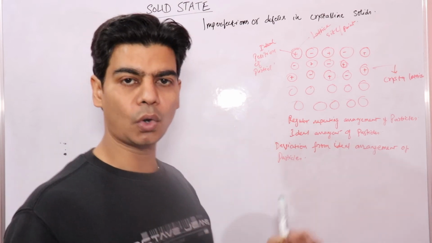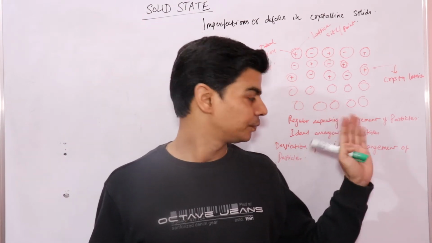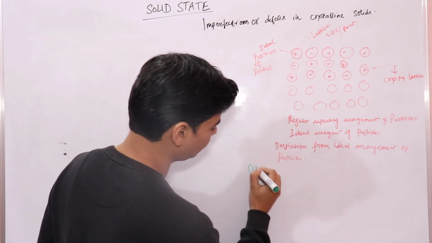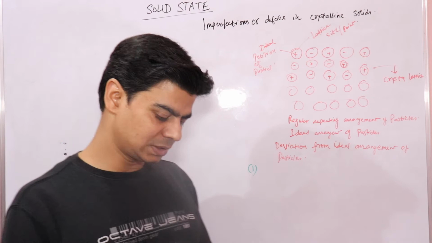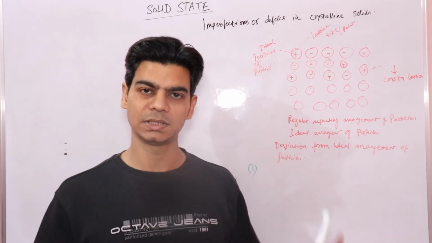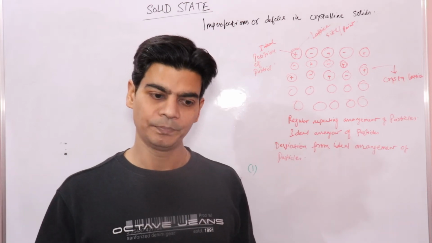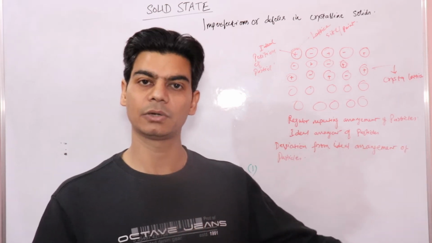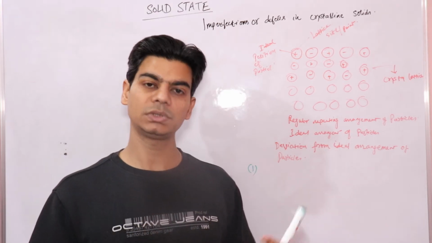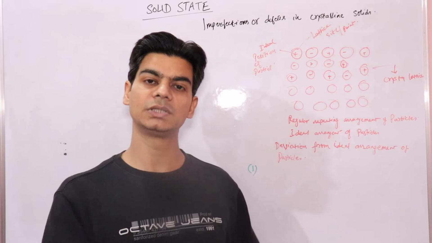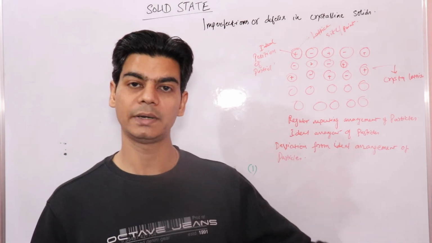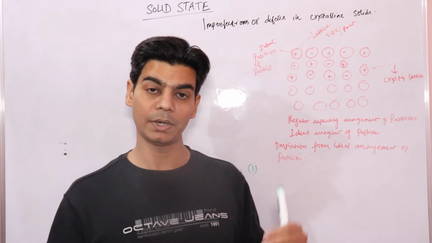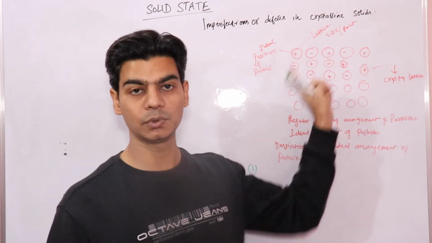Now, what can be the cause of these defects in the crystal systems? The first possible reason is when a crystal is formed via the process of crystallization, when a crystal is getting formed. Since we say that a crystal has a well-defined, regular arrangement of atoms in three dimensions, suppose this crystallization process, or the process of formation of the crystal, is taking place too fast or at a moderate rate. Then the particles in the crystal, which may be atoms, ions, or molecules, may not get enough time to arrange themselves in their ideal positions.